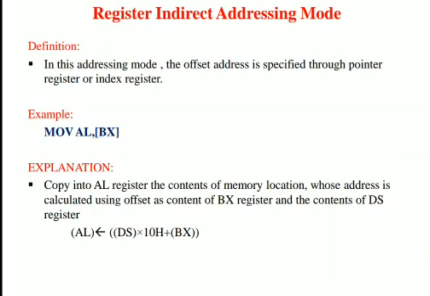In this type of addressing mode, the offset address is not directly given, it is specified in the registers. So it is called register indirect addressing mode. See the example, MOV AL, [BX]. That is, the BX register contains the offset address, and by using this offset address we have to calculate the physical address.